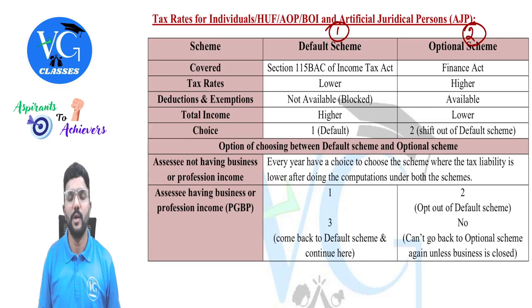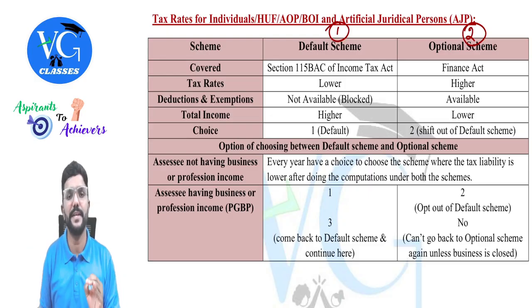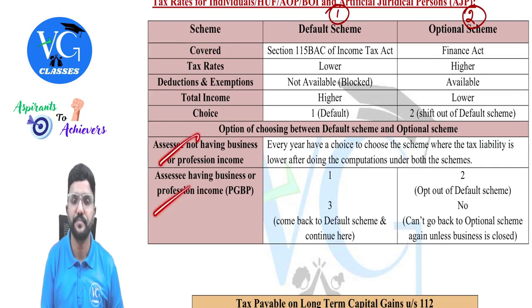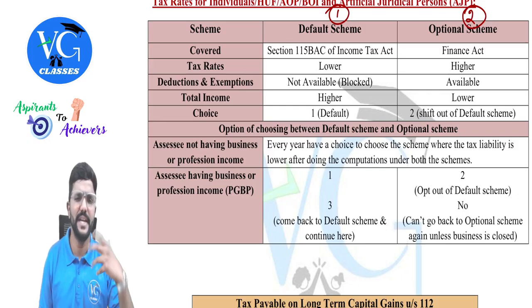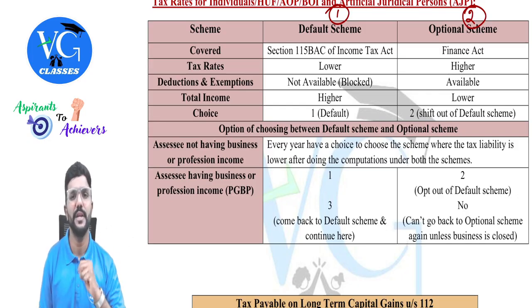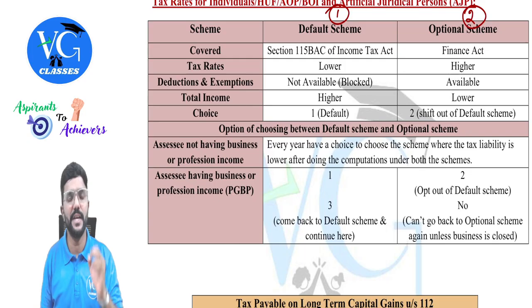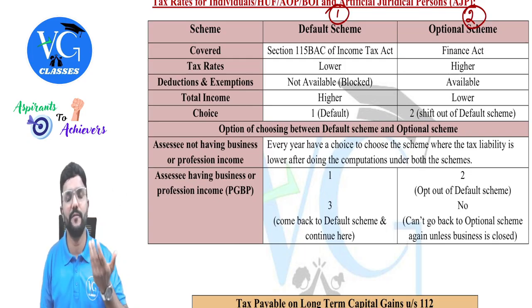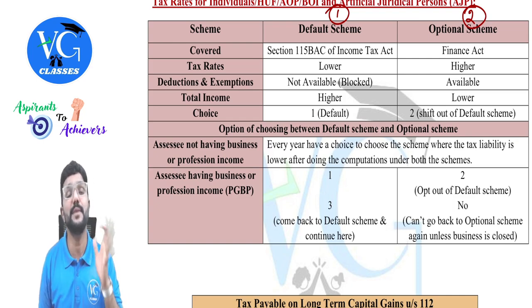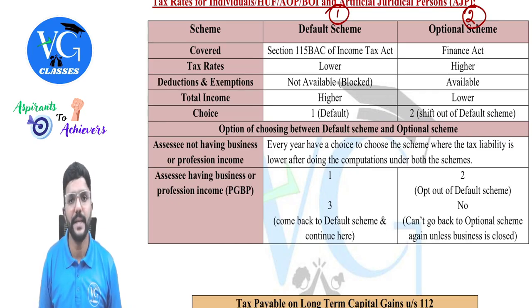Now, sir, how many times can I switch between the default regime and the optional regime? It depends on whether you have income under the head PGBP or not, which I have given here. If an assessee doesn't have any income under the head PGBP, that is, he doesn't have any income from business or profession, then every year he has a freedom. He is a free bird. Every year he can compute total income and tax liability under both regimes and check where it is lower, and accordingly he will follow it.